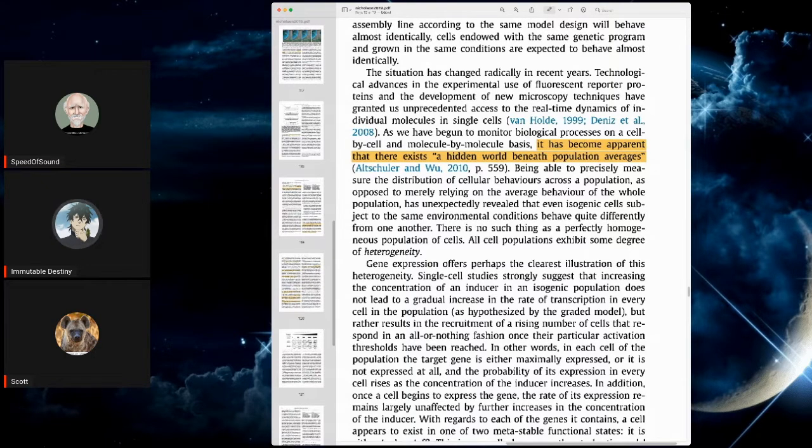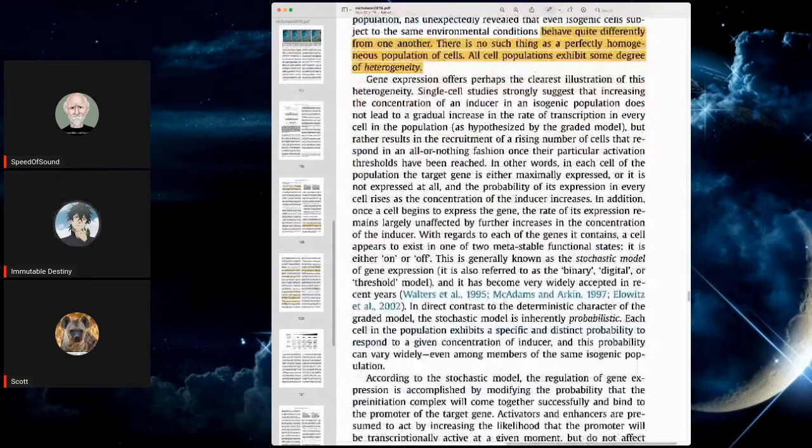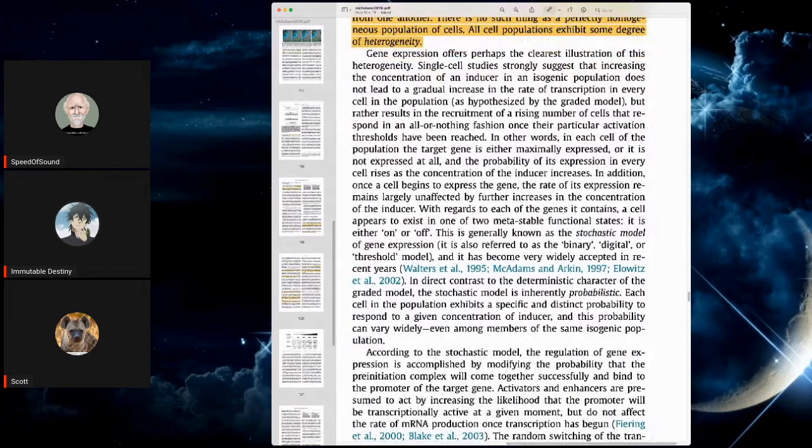Being able to precisely measure the distribution of cellular behaviors across a population, as opposed to merely relying on the average behavior of the whole population, has unexpectedly revealed that even isogenic cells subject to the same environmental conditions behave quite differently from one another. There is no such thing as a perfectly homogeneous population of cells. All cell populations exhibit some degree of heterogeneity. Gene expression offers perhaps the clearest illustration of this heterogeneity.